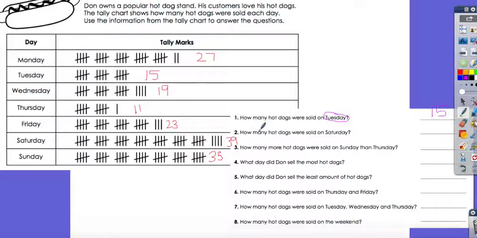Let's try 2. How many hot dogs were sold on Saturday? Just asking me about Saturday, which I've already done. It's 39.